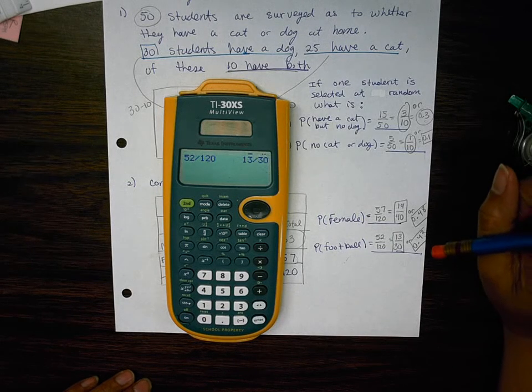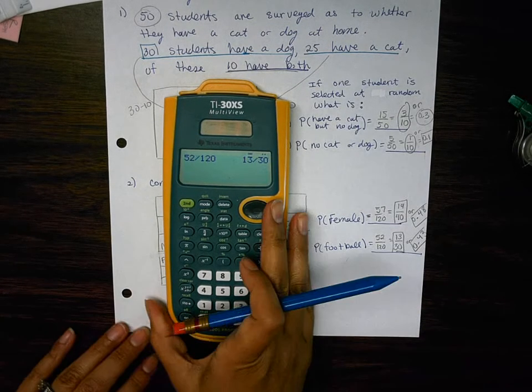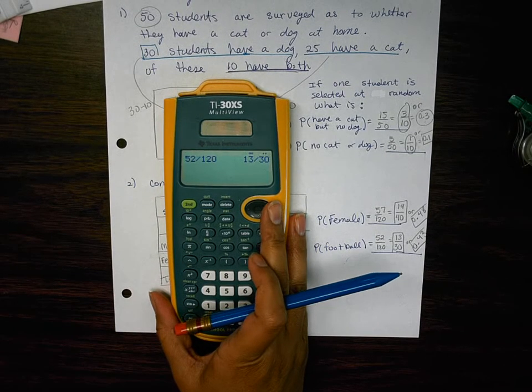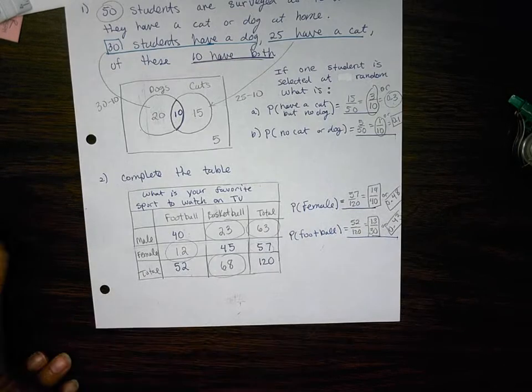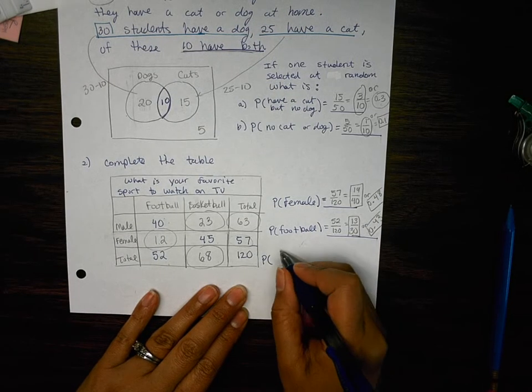Does that work on any of yours? Did any of you try it? 15 fraction 120. It may look like 15 comma 120. It's still a fraction. Equals, did it work? Did any of you guys get it to work? Yes? Good. Okay. Next question.